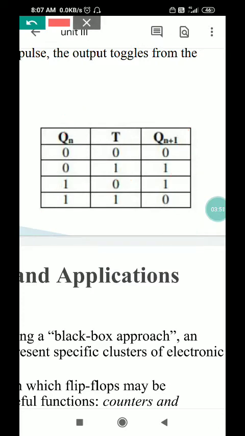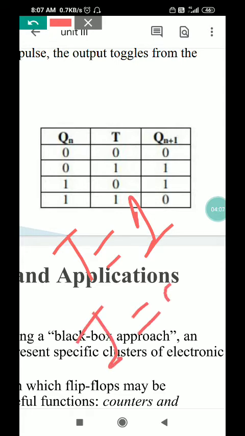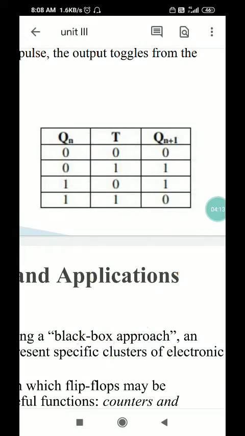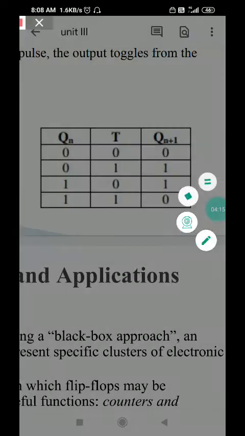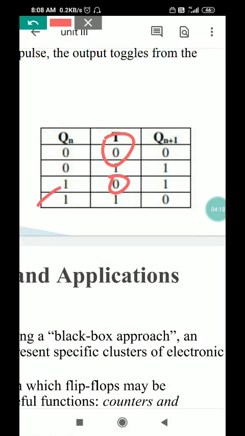Right? So somehow it sees to it that output toggles, but the condition for toggling is that T has to be 1. Okay, then only it will toggle. If T is 0, it will not toggle. So you can look at this particular truth table once again. Wherever you find T 0, there is no change in Qn and Qn plus 1. They are the same. And wherever you see T be 1, the Qn will change.